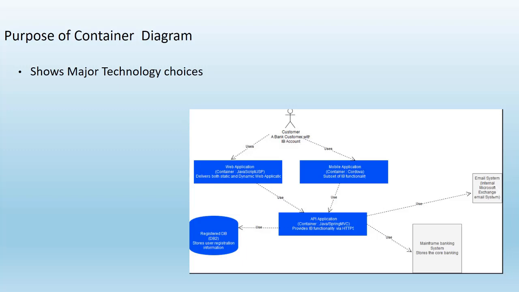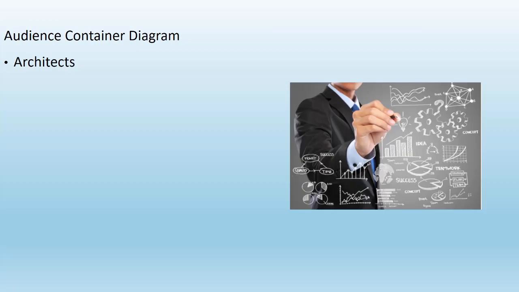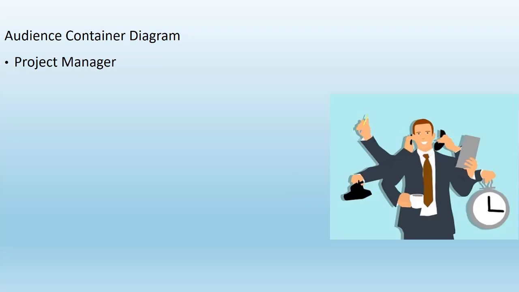Next, let's look at the audience for this diagram. Now this diagram is technical in nature. So the audience will definitely be the architecture team, so that they can start looking at the technology stacks and make appropriate architecture decisions. Again, the project manager is one of the audience of this diagram, so that the project manager can start gauging the complexity of the solution. They can start working on the team skills, project schedule, and resource allocation.